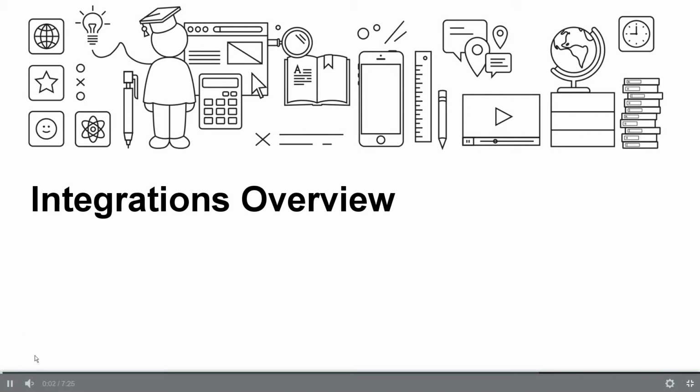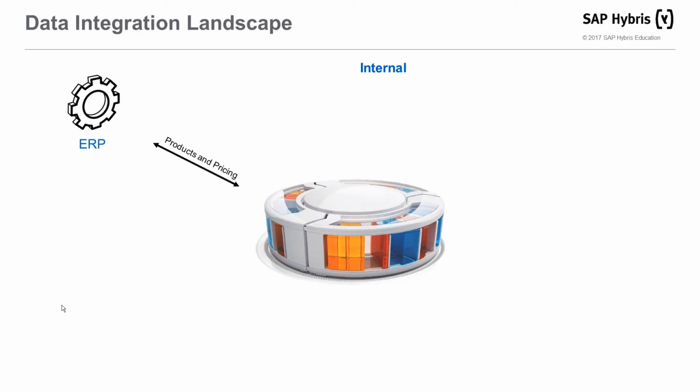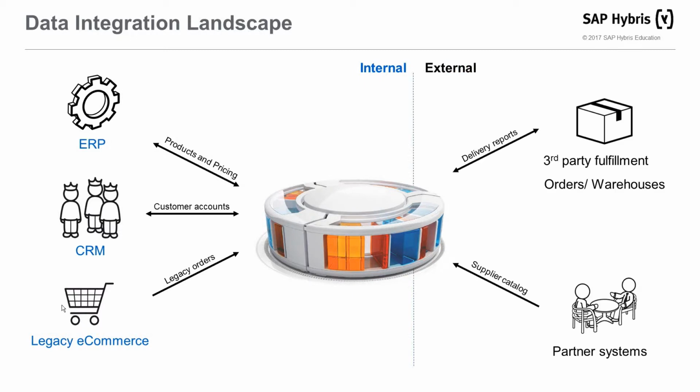Data integration is an important topic in SAP Hybris Commerce implementations. Internally, companies often work with ERP systems for product, pricing, and order data, CRM systems to manage customer accounts, or maybe even a legacy e-commerce platform. Externally, suppliers may have product catalogs they need to integrate, and it may be necessary for them to handle warehouse order fulfillment externally. For both internal and external integrations, data can be incoming or outgoing.